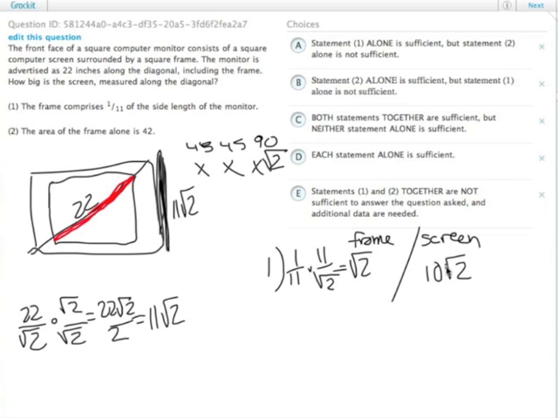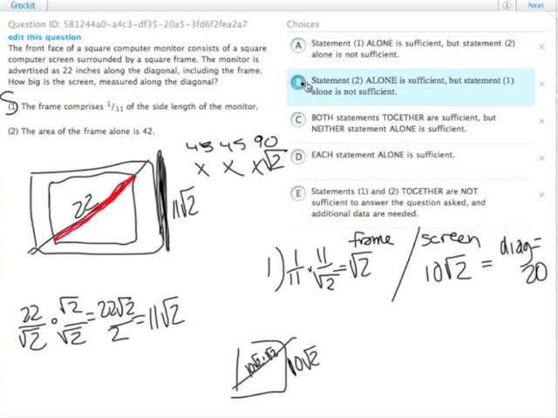We then know the side length of the square monitor screen, and then we can figure out the diagonal. If the side length is 10 times the square root of 2, the diagonal is 10 times the square root of 2 times the square root of 2, and the diagonal equals 20. So statement 1 is sufficient. We can cross off B, C, and E as answer choices.